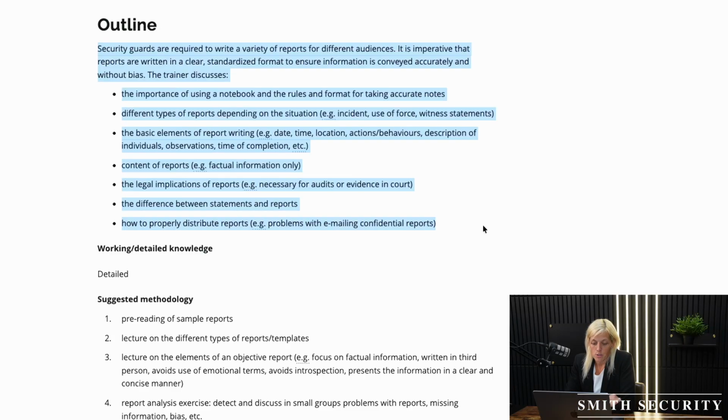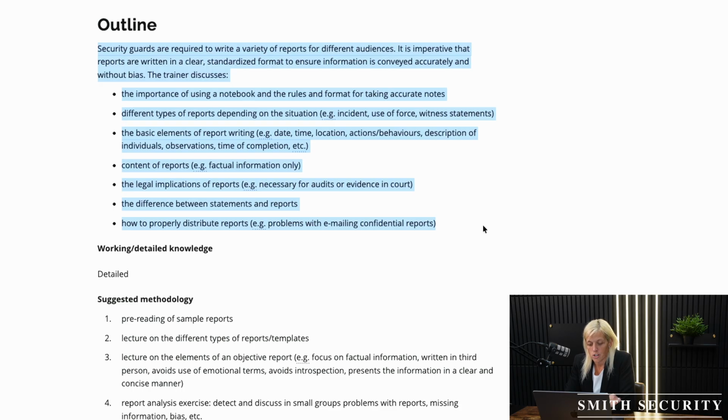Then the basic elements of report writing: the date, time, location, actions, behaviors, description of individuals, observations, time, and completion. All of that very, very important. Key documentation that you have to have. The content of reports: factual information only. Again, we're not putting, "well, I think I saw" and "well, I thought this." No. Your opinion doesn't matter. And I don't mean that disrespectfully, but it doesn't matter. It's only the facts of what you saw take place without a shadow of a doubt. This is what happened. That's what's going to be important.